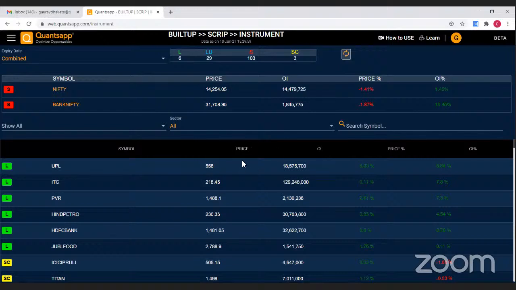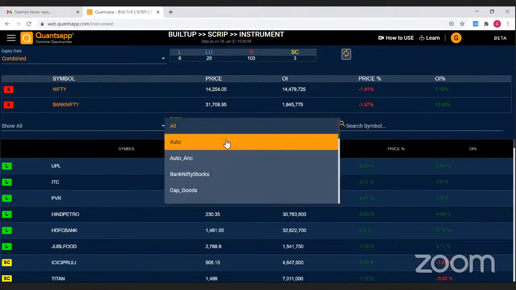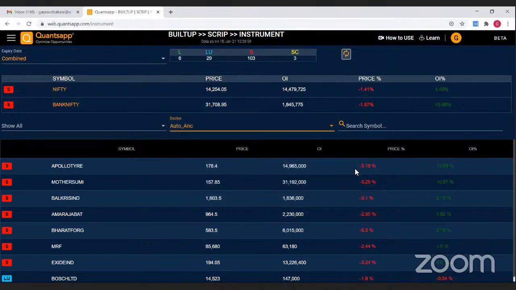So now we are segregating our data based on the sector we saw. We saw the auto ancillaries, where the price decline was huge and the OI build-up was also there. In auto ancillaries, Apollo Tyres, Motherson and Sumi almost had a price decline of more than 3%, and the OI build-up is more than 10%. Apollo Tyres is almost more than 13%. So it's significant to look into these two stocks, and how the market participants are doing.